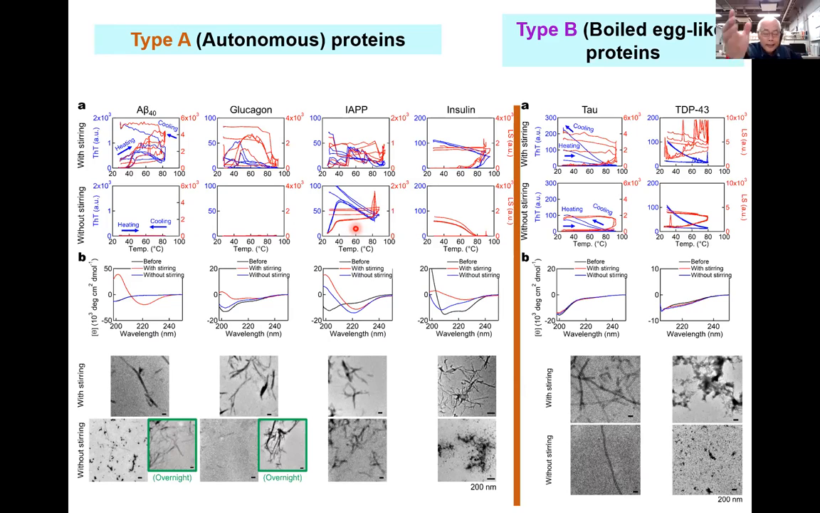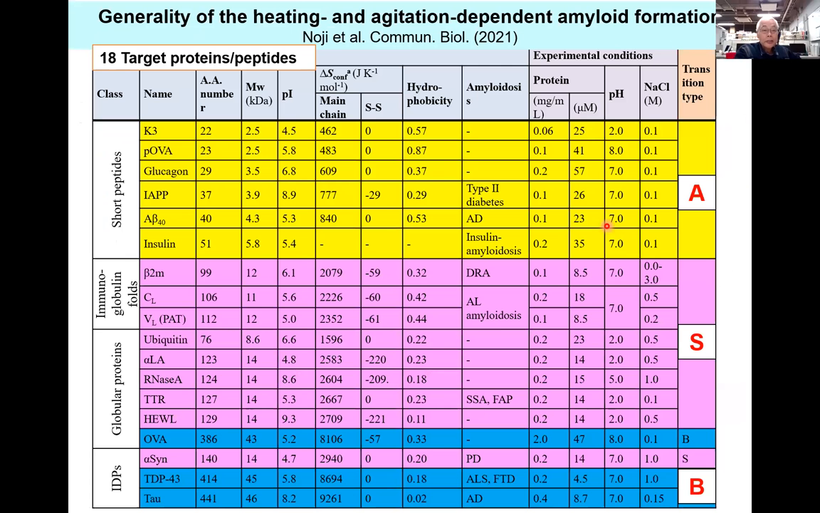And under quiescent conditions, they form amyloid fibers at high temperature. And the other proteins, some IDPs, form amorphous aggregates. And sometimes they contain amyloid fibers, but the amount of amyloid fibers is not so much. So how do you think about this kind of variety depending on proteins?